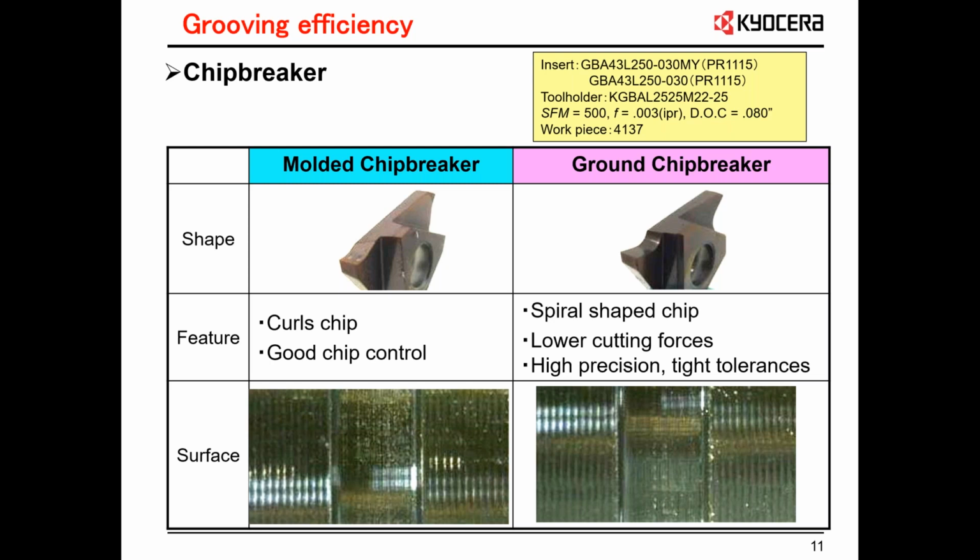The ground chip breaker, the downfall of this one is you really don't have chip control unless you're going to do some kind of dwell cycle, but you're always going to get a spiral chip coming out of that. So sometimes there's issues with it getting wrapped around your workpiece or your holder or scratching your part. But it does provide lower cutting forces, and because it is a ground breaker, it's going to offer higher precision and tighter tolerances in situations where you need that. Finish is relatively going to be the same on either one.